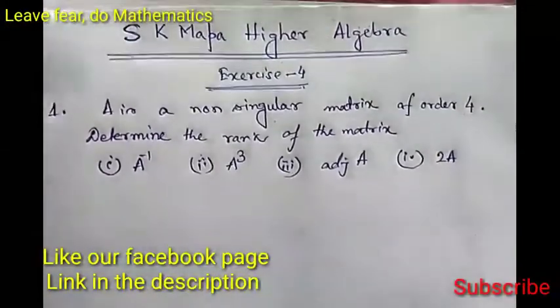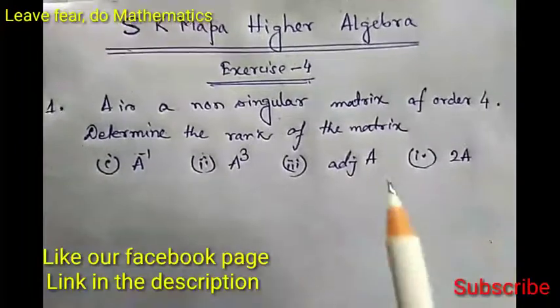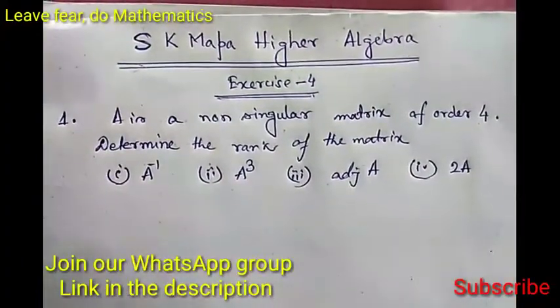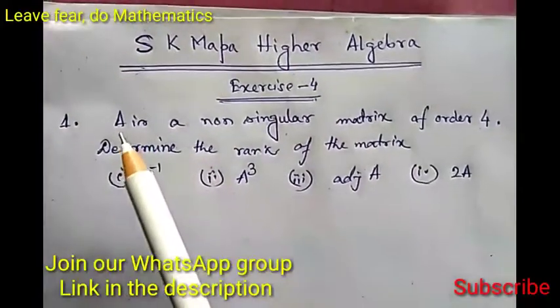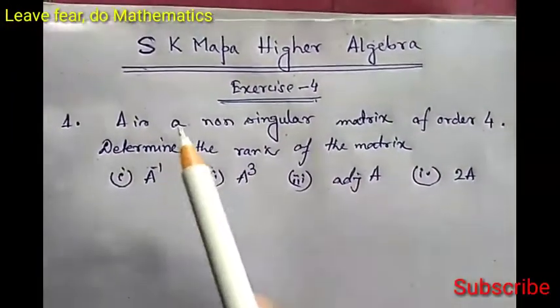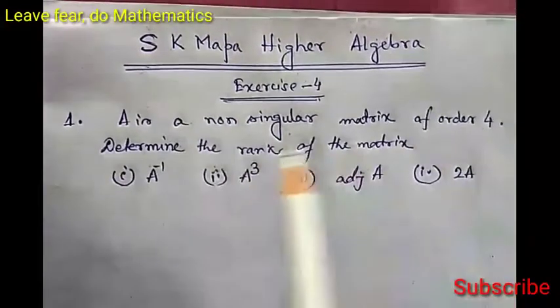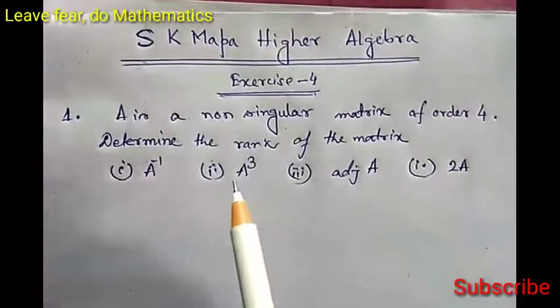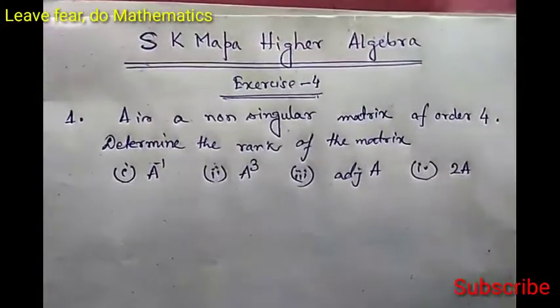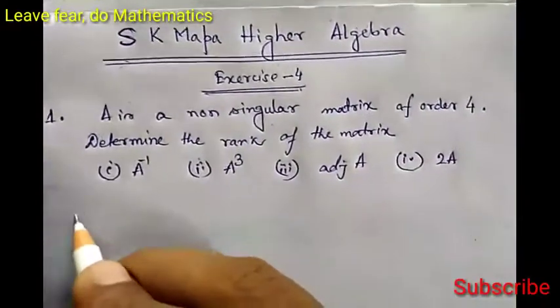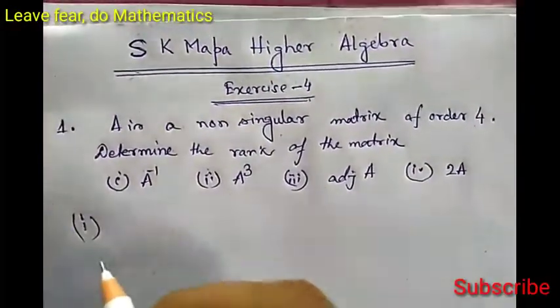Today we are going to solve a very interesting problem from Schaum's Higher Algebra book, exercise 4, problem number 1. This is a problem on matrices, regarding the rank of a matrix. A is a non-singular matrix of order 4. Determine the rank of the matrices A inverse, A cube, adjoint A and 2A. So let us start by solving the first problem.